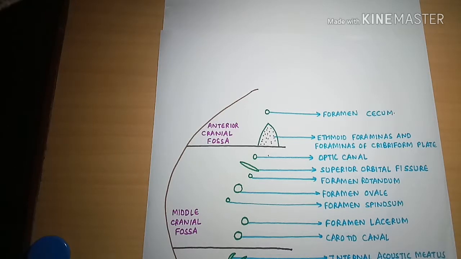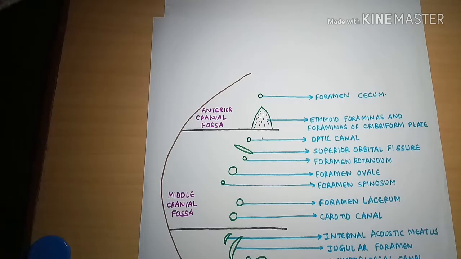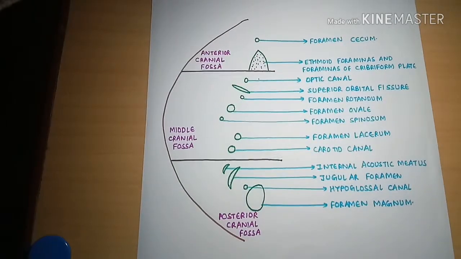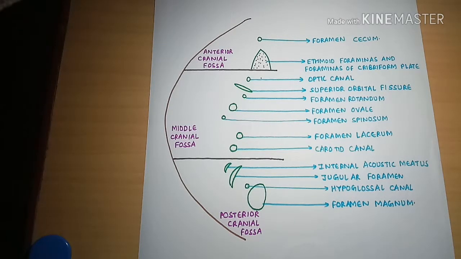In the middle cranial fossa, there are many foramina: the optic canal, the superior orbital fissure, the foramen rotundum, foramen ovale, foramen spinosum, the carotid canal and foramen lacerum. In the posterior cranial fossa, we learnt about the internal acoustic meatus, the jugular foramen, the hypoglossal canal, and the foramen magnum. The cranial nerves and associated structures pass through these foramina. In today's video, we will be learning about the cranial nerves through these foramina.